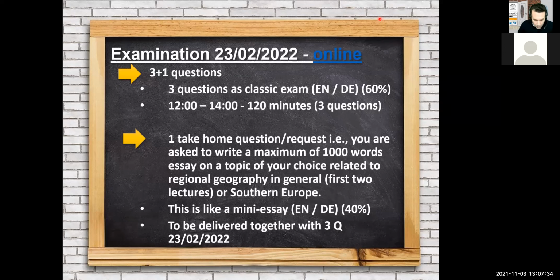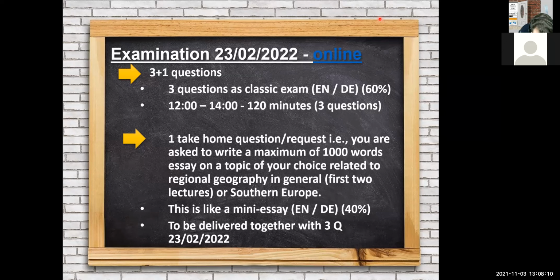Okay, there are three questions. First off, in the take-home question, should we provide references, and how many references should we provide as literature? And should we focus on the four countries, Italy, Spain, Portugal, and Greece? Or can we focus on another country or on another specific topic concerning regional geography of Southern Europe in general, or regional geography of a specific country?